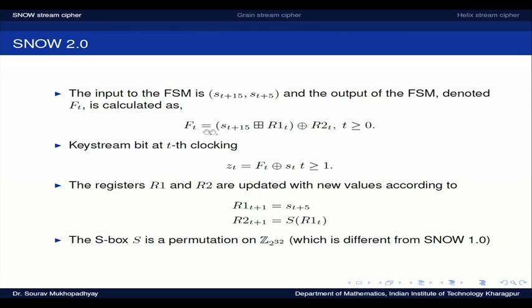Then it is basically s_t plus 15 that we are adding with R1_t, the tth clocking. This is the addition modulo 2 to the power 32, and then we are XORing this with R2_t, the tth. This is the state, the value in the R2 register at the tth time. Okay, and then the key stream bit is basically f_t XOR with the s_t.